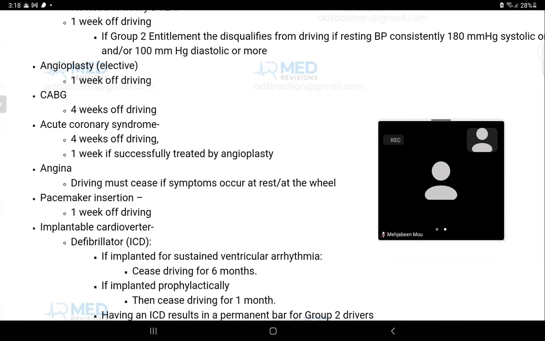If he went for CABG, which is coronary artery bypass graft, he'd be taking 4 weeks off of driving. If he had ACS, 4 weeks off of driving. 1 week, if successfully treated by angioplasty, 1 week.